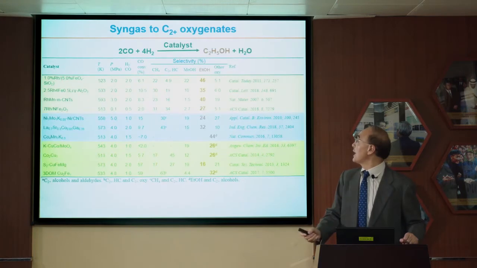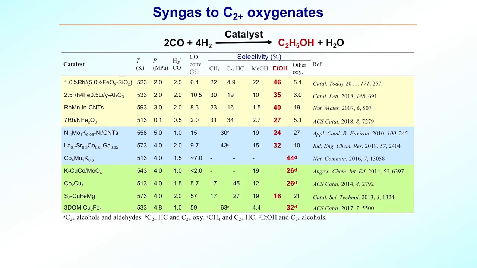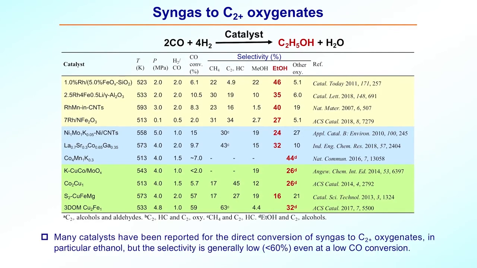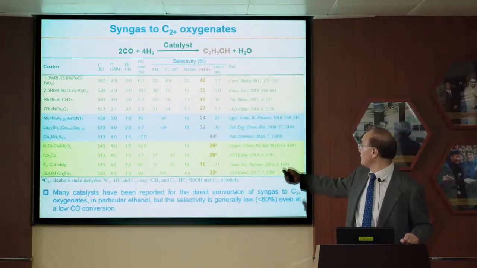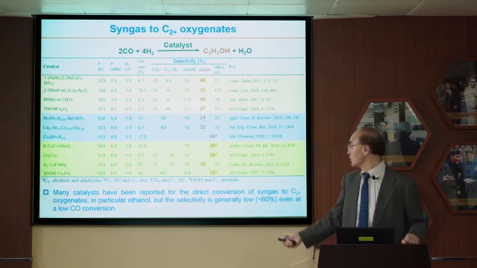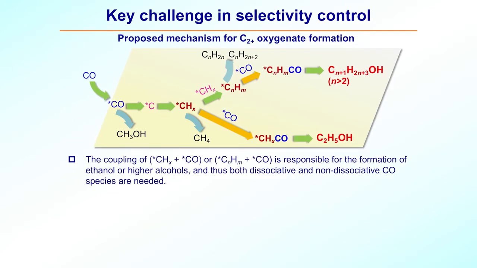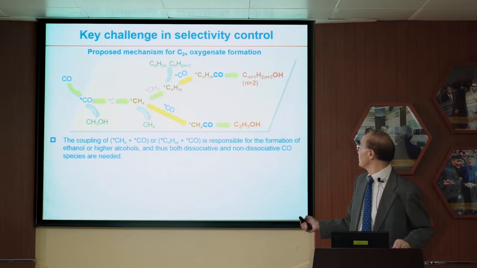The conversion of syngas to C2+ oxygenates, such as ethanol, has attracted much recent attention. Many catalysts have been reported for the direct conversion of syngas to C2+ oxygenates, in particular ethanol, but the selectivity is generally lower than 60%, even at a lower CO conversion. It is generally accepted that the coupling of CHx and CO, or CnHm and CO, is responsible for the formation of ethanol or higher alcohols.